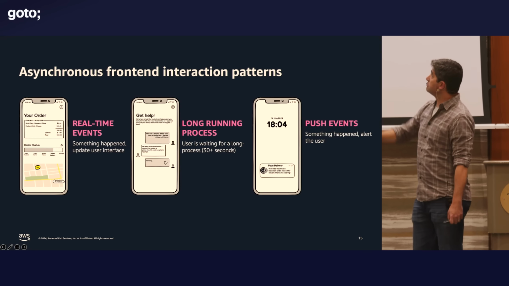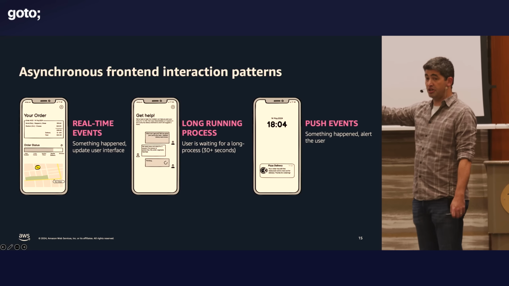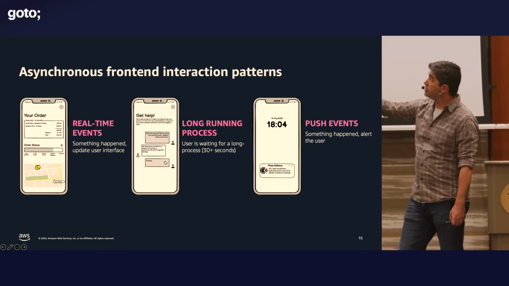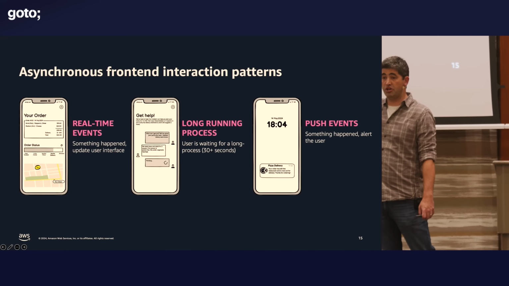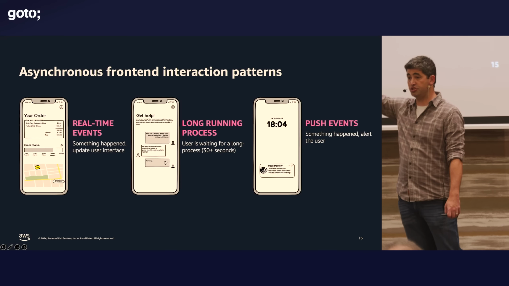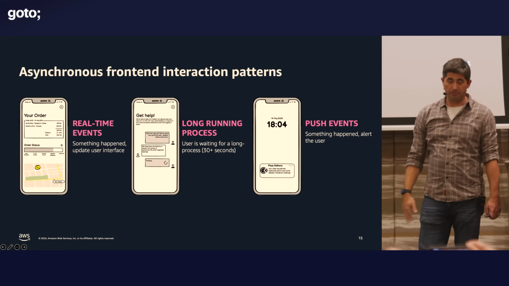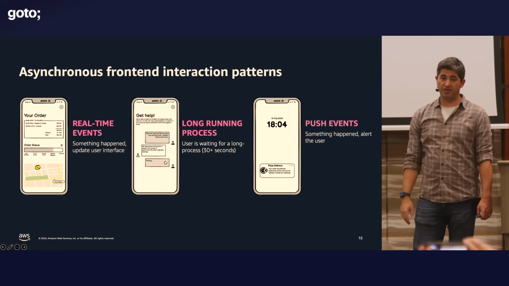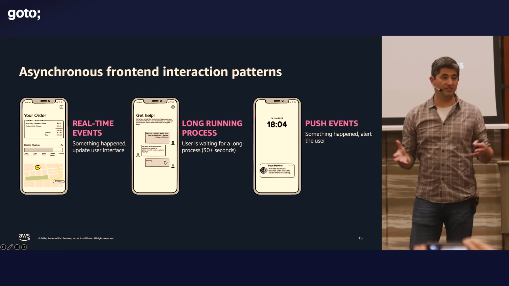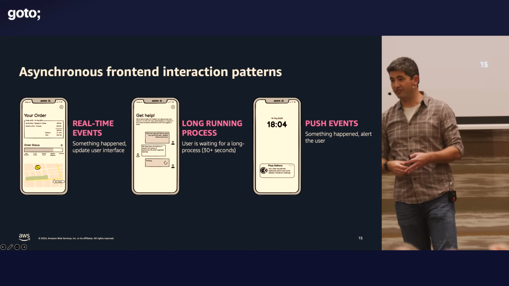So there's 3 different kind of interaction patterns that I'm going to talk about and how you can implement these. The first is real-time events. We've already been talking about what that is. Some state changes, we want to update the user interface. The second I called long-running processes. Frankly, this came up because generative AI, right? Like that's what people are talking about, believe it or not.